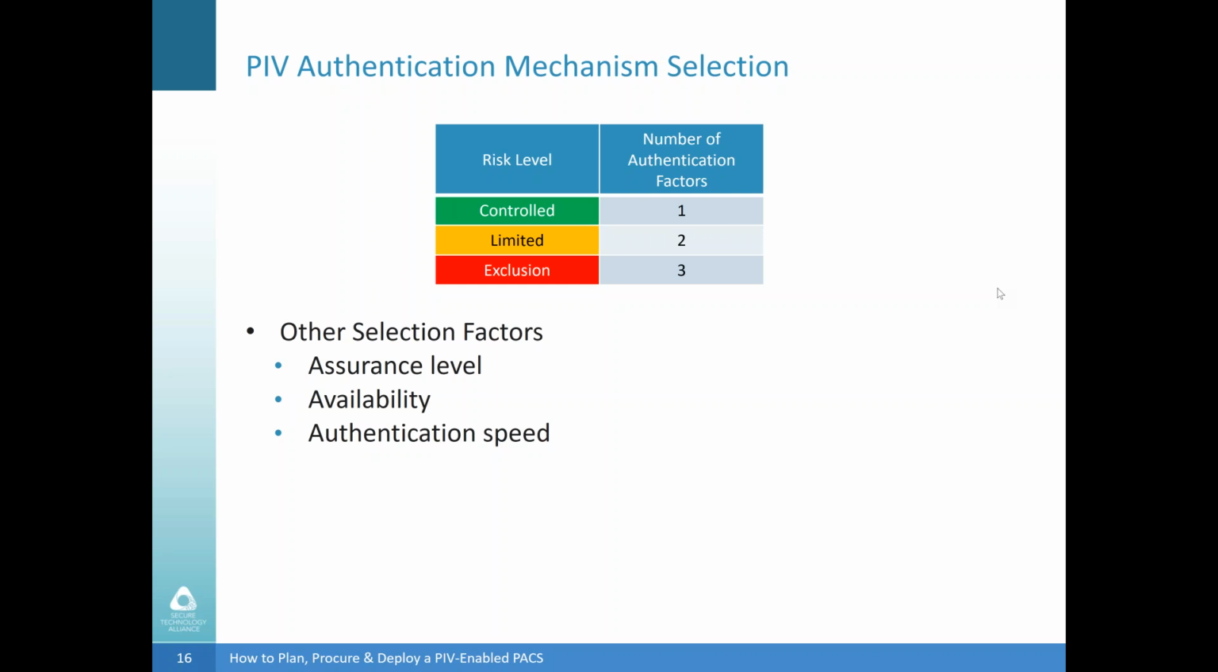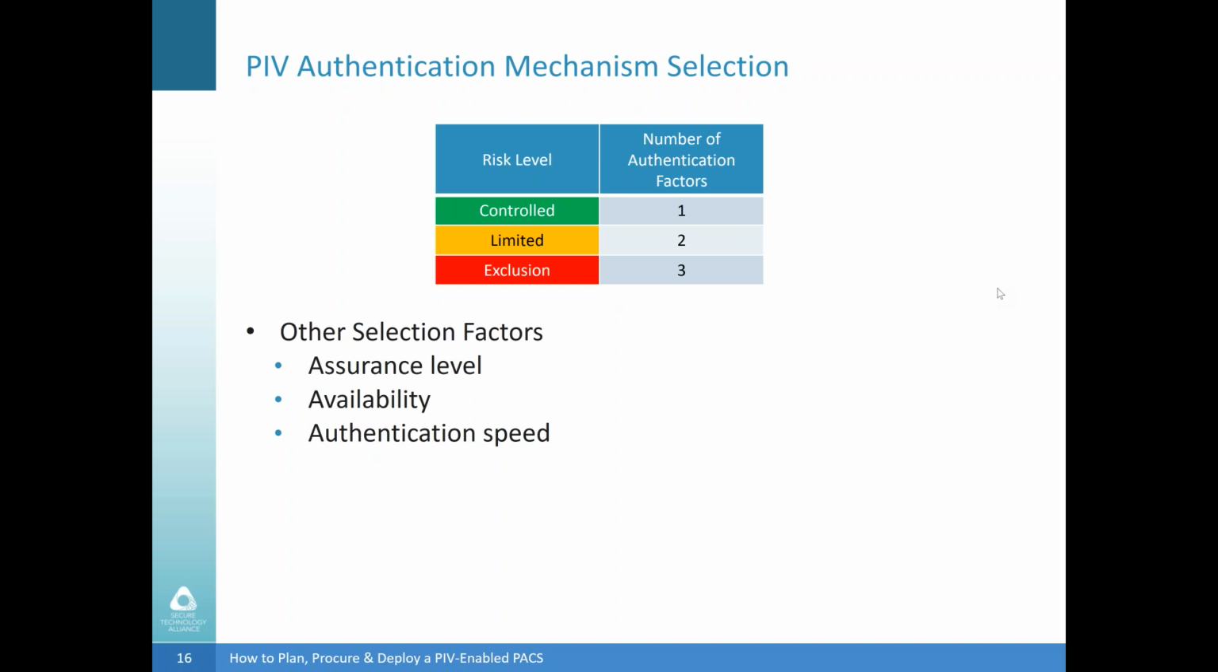So here's how this is depicted in the table from 800-116. It recommends a single authentication factor to gain access to the relatively low risk or controlled areas, shown in green. 2 authentication factors to gain access to moderate risk or limited areas, shown in orange. And 3 factors to access high risk or exclusion areas, shown in red. In addition to the number of factors, there are several other things to consider when selecting authentication mechanisms. The first is the assurance level, which we've already talked about. The next one is availability.